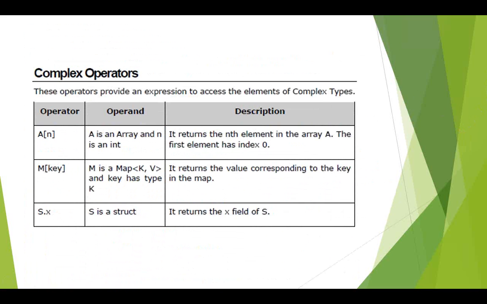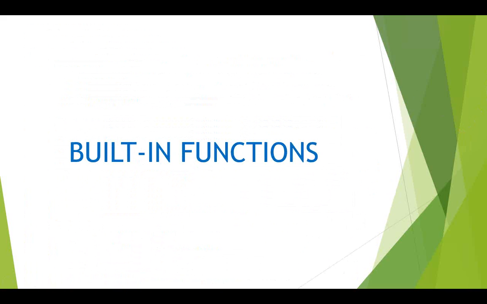The first one, as you may be able to see on the screen, is A[n]. It simply means that array A is an array of size n. There is no need to give any further description for this one. Everything is clearly mentioned.